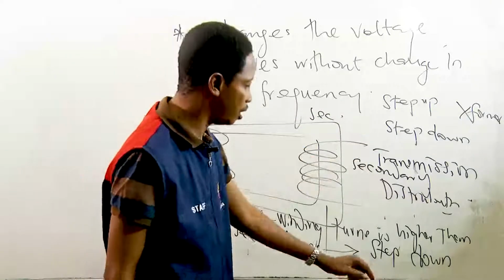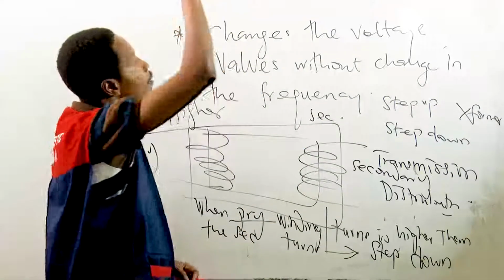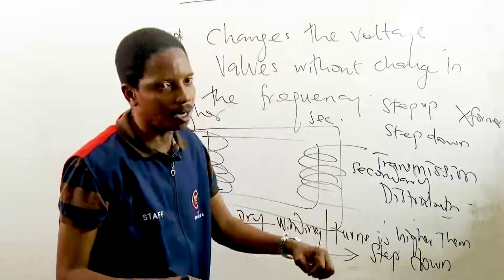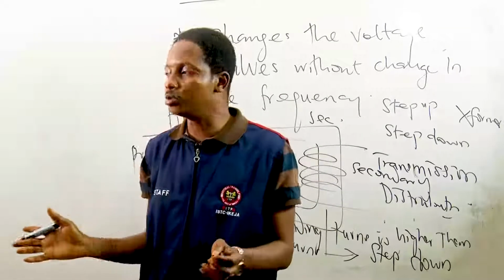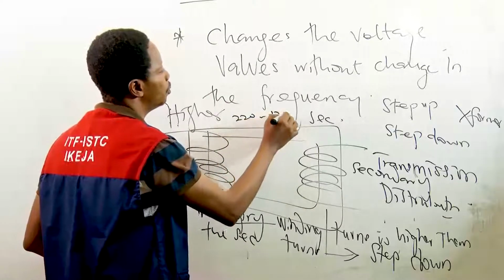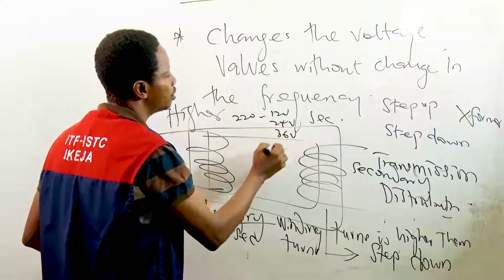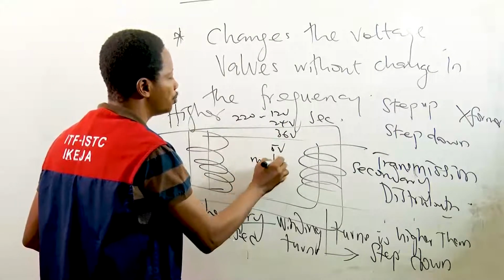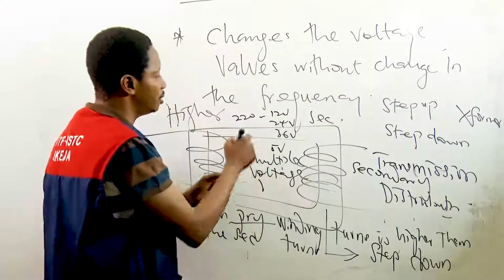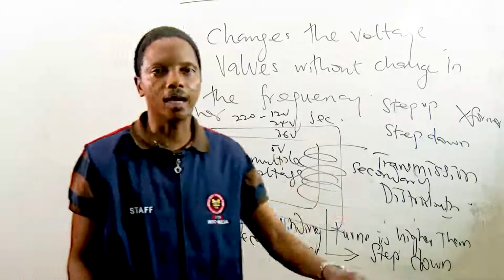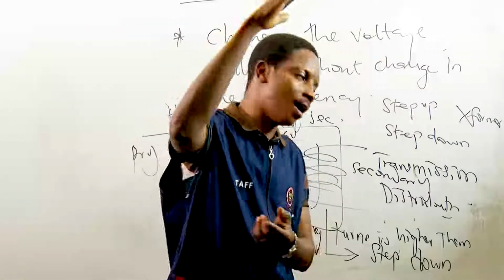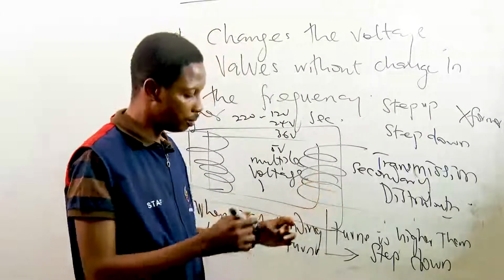In step down, that's why from the high tension down to the distribution line, we have step down. So all the ones that we use even in our electronics, we have 220 volts to 12 volts, 24 volts, 36 volts, 5 volts. Sometimes we have multiple voltage outputs of less than 220. They are all step down because the primary windings are higher than the secondary windings.